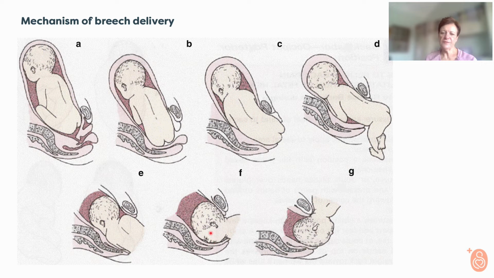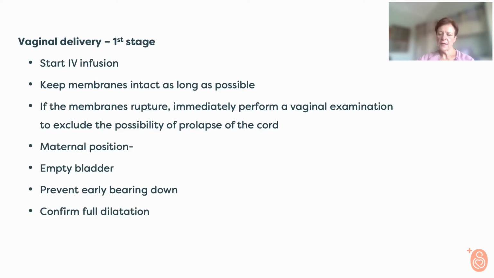The head has to be born in flexion, like you can see here, because I'm sure you can still remember with a normal vertex presentation, we've said that the more in flexion the head is, the smaller diameter presents. So the smaller diameter has to go through the pelvis, and that's why it's so important that the head should be in proper flexion.